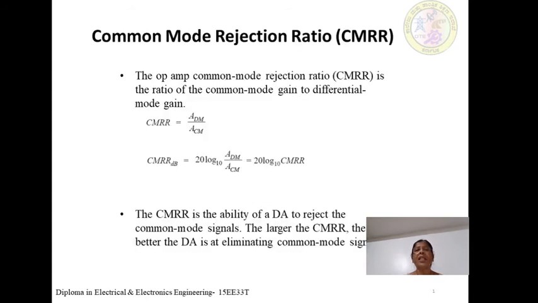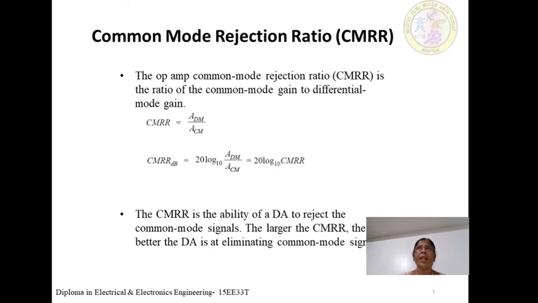Coming to the next definition, common mode rejection ratio, which can also be spelled CMRR. C stands for common, M stands for mode, R stands for rejection, and the other R for ratio. We have two types of voltage gain, one for the differential mode and one for the common mode.